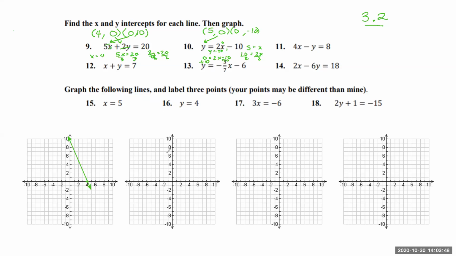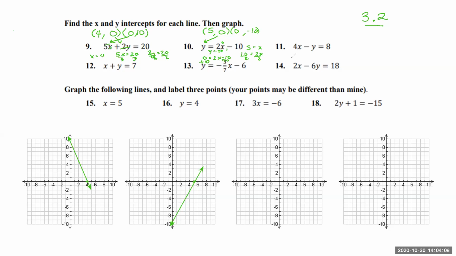Graphing this, we're going to do the same exact thing. We have 5, 0, and then 0, -10 down here. Then we're just going to draw that line between. And there we go, there's our line.